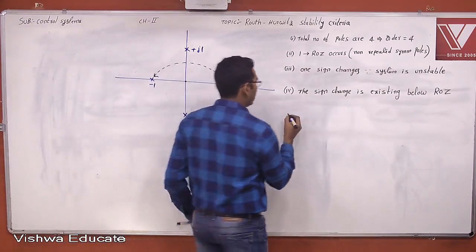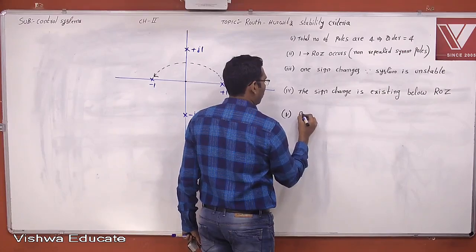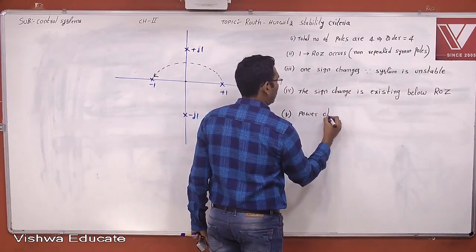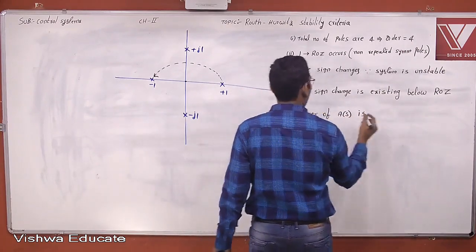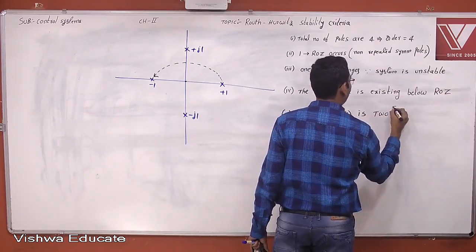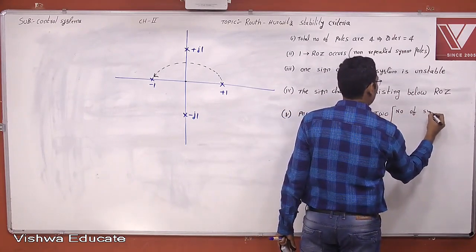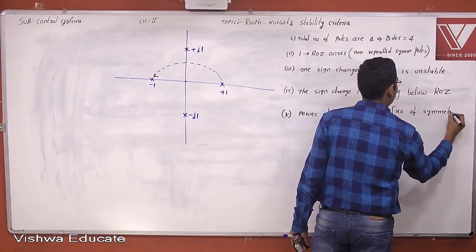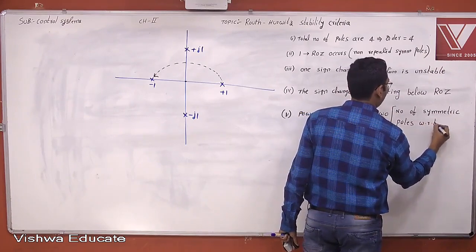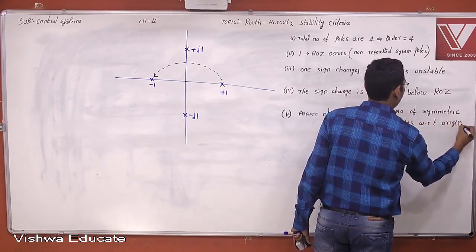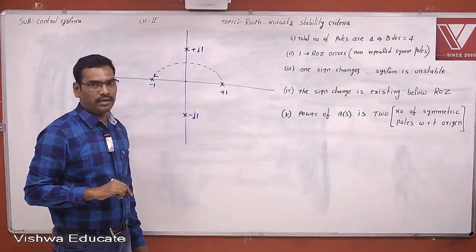Right? Now the next point: the power of the auxiliary equation is 2. How can you identify that? It is nothing but the number of symmetrical poles with respect to origin. The number of symmetrical poles with respect to origin will give the power of the auxiliary equation. These are the points.